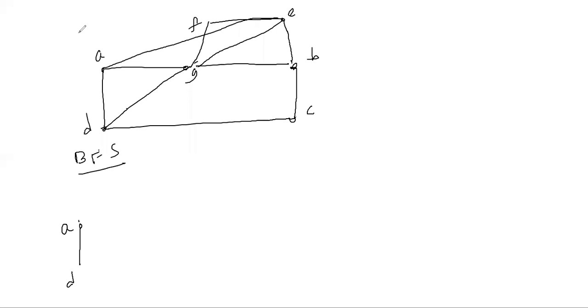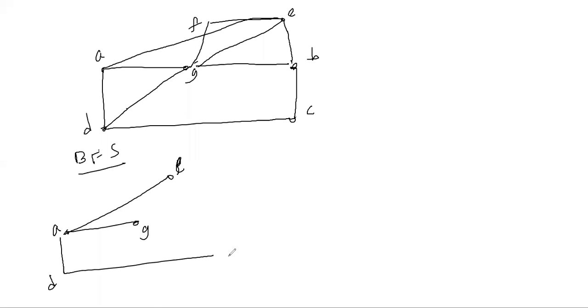So now the BFS method. First you take vertex A. After taking vertex A, you add all the edges incident to it: A to D, next A to G, next A to E. These are called level 1 vertices. Next, what do you have to do?